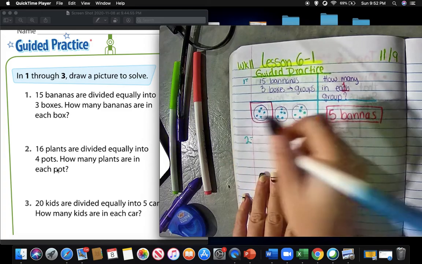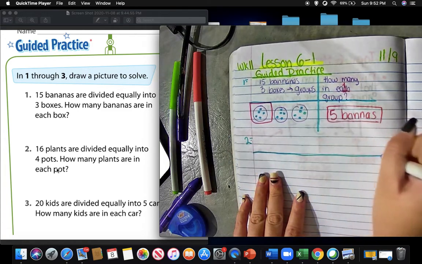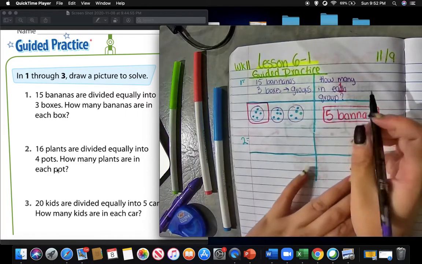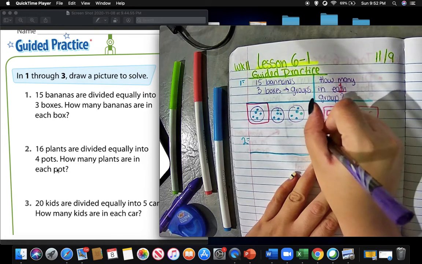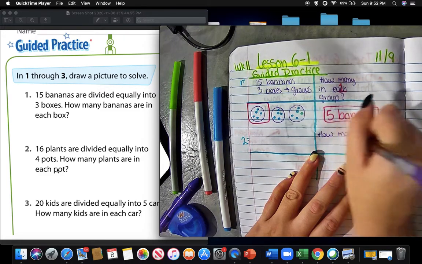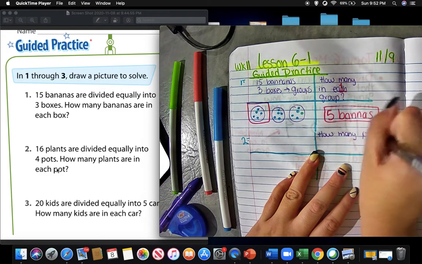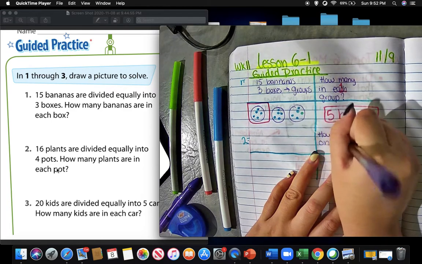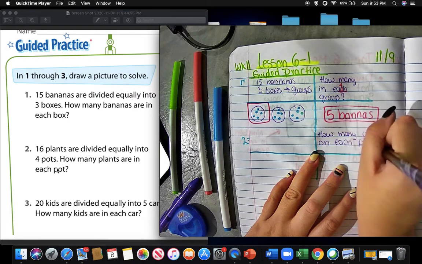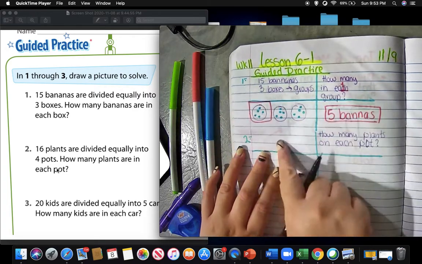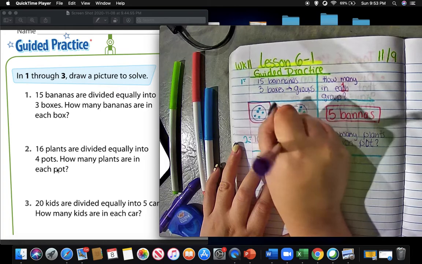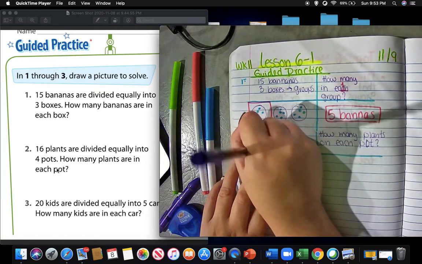Vamos a hacer nuestra tabla de té. La pregunta es, ¿cuántas plantas en cada maceta? So, how many plants on each pot? Okay, and then I have 16, la información son 16 plantas con 4 macetas, 4 pots.